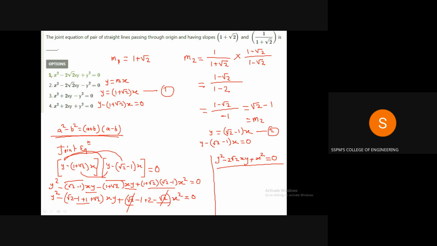So y square minus 2 root 2 xy plus x square. So it can be written as x square. See, this first option is the correct option. Just rearrange the terms, and if you rearrange them, which option will you get? You will get this option. Did you understand?